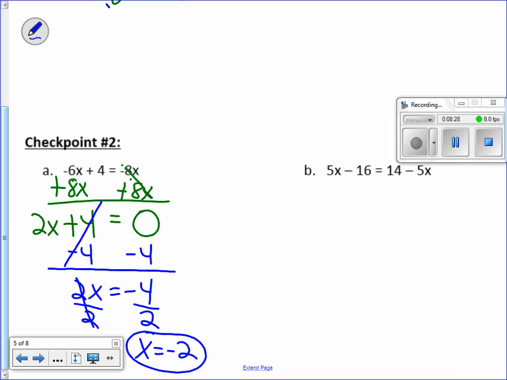If you guys are working out checkpoint B, we know that x was equal to 3. So see if you can come up with that answer.